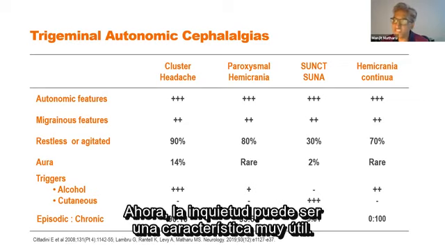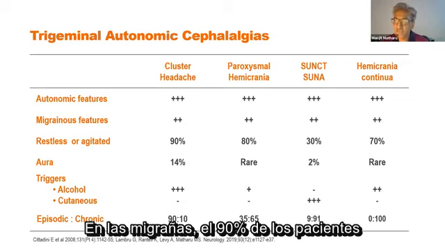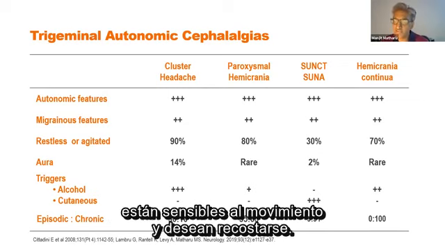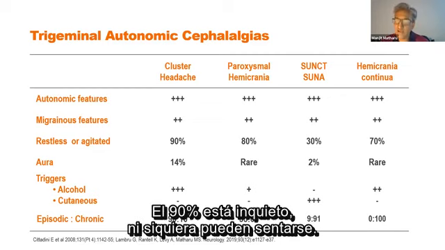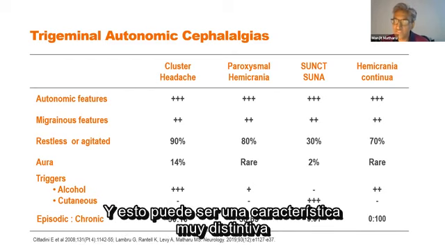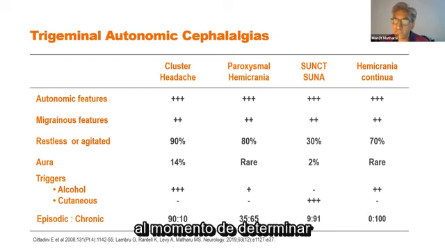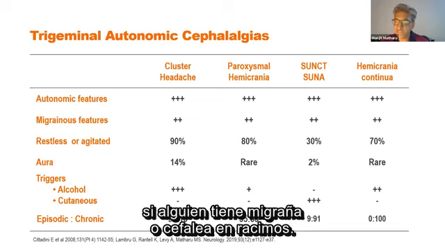Now, restlessness can be a very, very useful feature. In migraine, 90% of the patients have motion sensitivity and they want to lie down. In cluster headache, the figure is the other way around. 90% are restless, they can't sit still. And it can be a very distinguishing feature when it comes to determining whether somebody has got migraine or cluster headache.